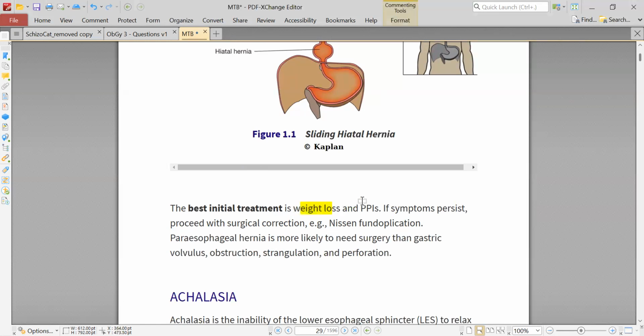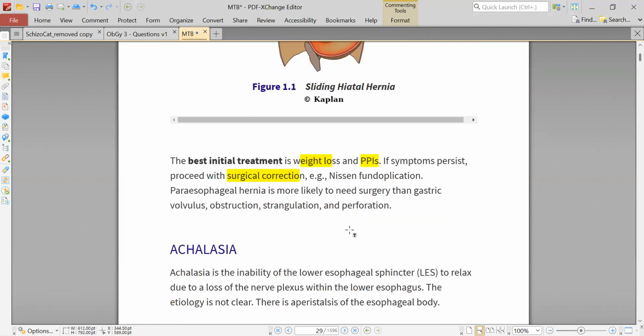So the first thing you should tell the patient is to do weight loss and put on a proton pump inhibitor. If the symptoms persist, then you have to do a surgical correction. Why do we not want to do surgical correction first? Because the herniated part is going into the esophagus area, it can cause strangulation. This area can undergo necrosis and can die also. That's why we want to do surgical correction in the people who are not responding to the treatment. Nissen fundoplication. Paraesophageal hernia is more likely to need surgery because of gastric volvulus, obstruction, strangulation, or perforation.